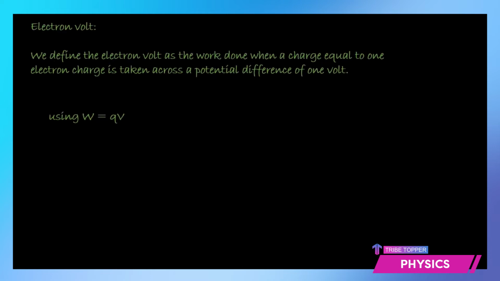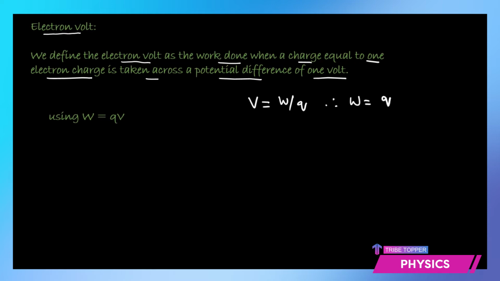Another important thing we need to know about is electron volt. This is the unit of electric energy here. What is electron volt? It is the work done when a charge equal to 1 electron charge is taken across a potential difference of 1 volt. We get this expression from the definition of potential difference, which is V is W over Q. Therefore, W is Q times V.